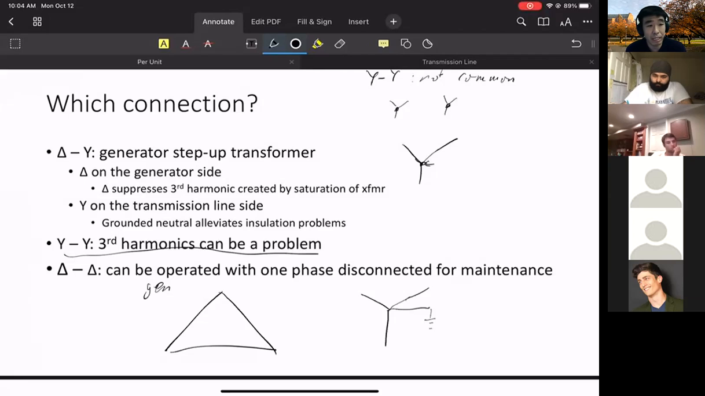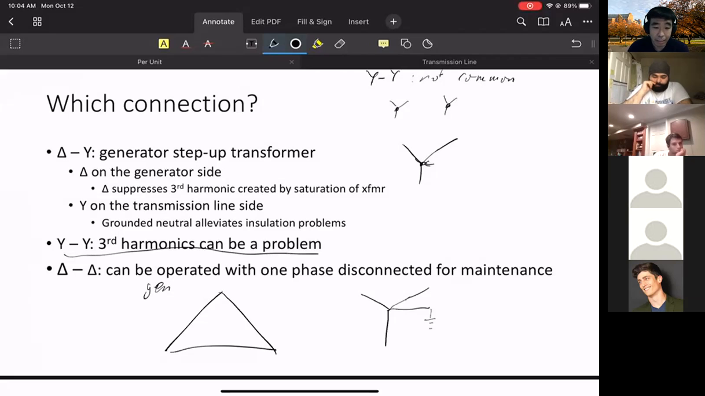So if you ever work on transformers or in the utility, you see more delta than Y. You see a lot of this sort of delta connection. Okay, so let's look at how we do the calculation.